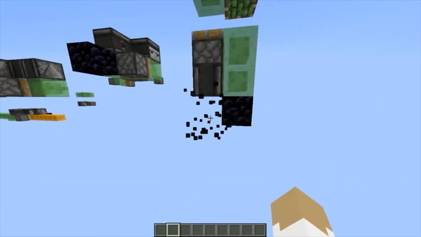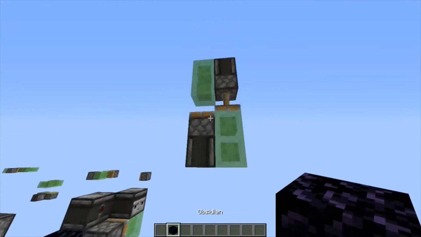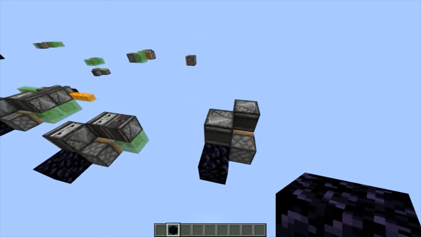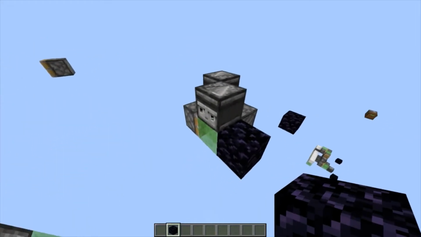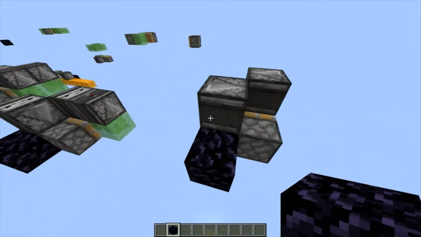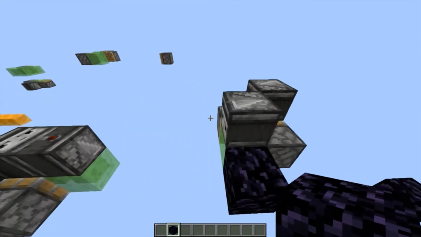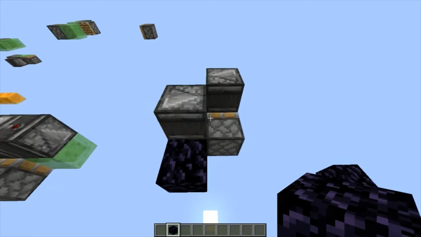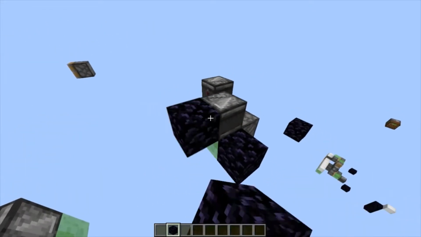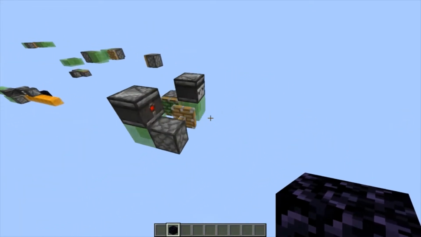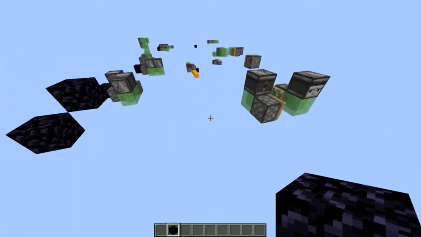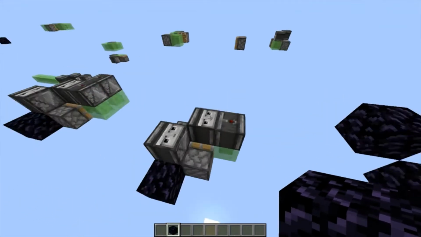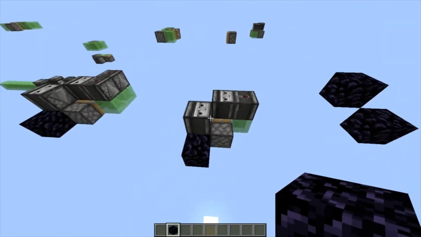So if I was to update that observer, you can see that it all flies straight up. And the same thing goes for a horizontal flying machine. However, you don't need the observer in direct contact with the piston, as you can power it through air blocks. You can also have the observers vertically, and once again, if you power the observer in the back, it goes forwards. So now the question that we are going to be looking to answer is, how do we get that thing back to where it started?